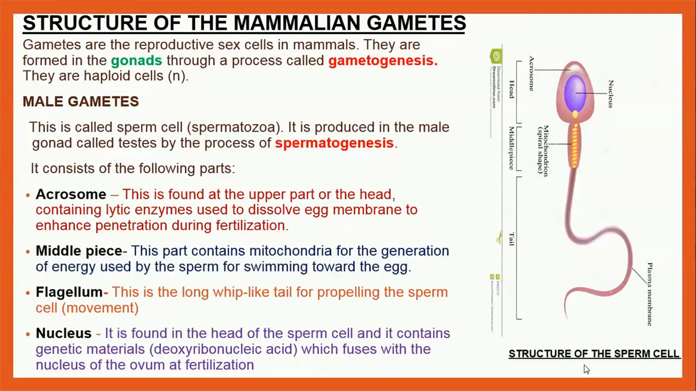And we also have the part known as the nucleus. The nucleus is found in the head of the sperm cell, and it contains genetic material, that means the DNA of an organism, which can fuse with the nucleus of the female egg cell during the process of fertilization. So also look at the image. You find out that the sperm cell is divided into 3 parts. We have the head, we have the middle piece, and we have the tail.